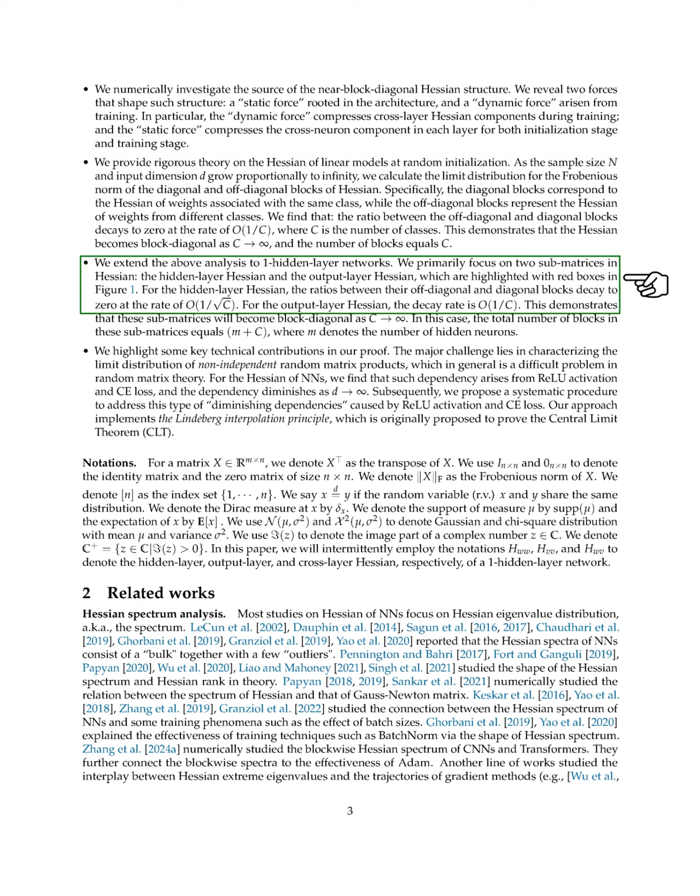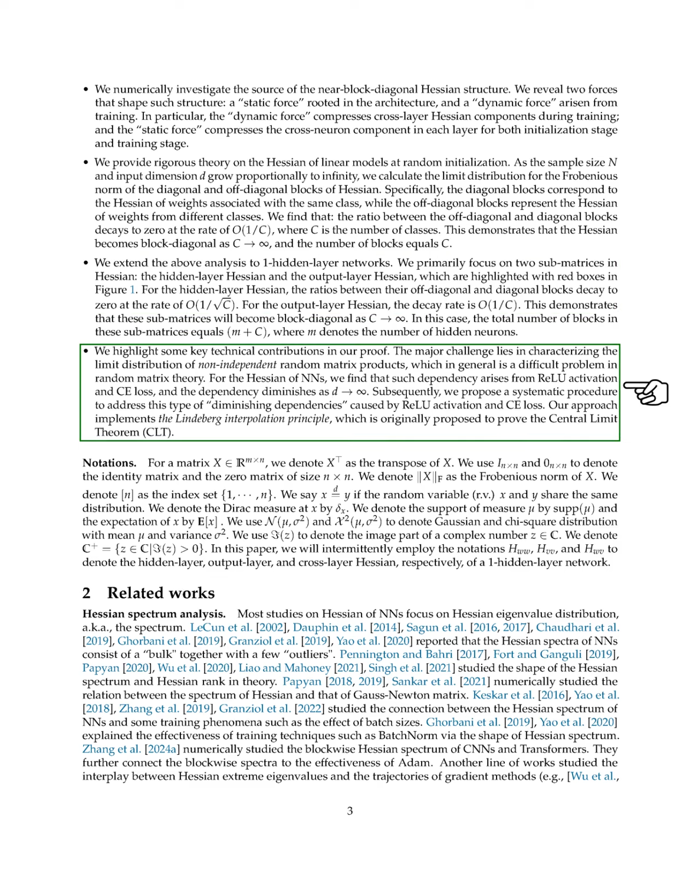We extend this analysis to one-hidden layer networks, focusing on the hidden layer and output layer Hessians. We highlight key technical contributions in our proof, addressing the challenge of characterizing limit distributions of dependent random matrix products, which is generally complex. We identify that dependencies arise from ReLU activation and cross-entropy loss, and we propose a systematic approach to manage these diminishing dependencies using the Lindeberg interpolation principle.